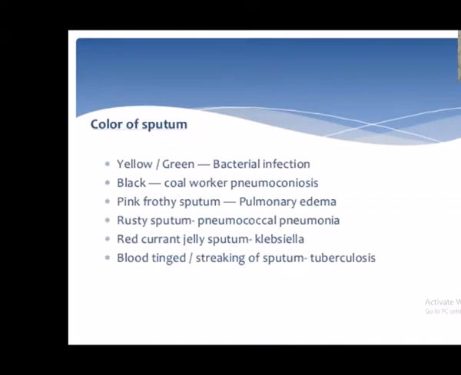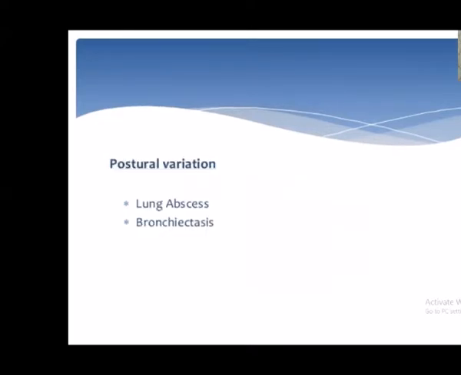Color of the sputum: yellowish green, bacterial infection; black, coal workers' pneumoconiosis, and sometimes a fungal infection like aspergillosis can produce black color. Pink and frothy, pulmonary edema; rusty sputum with a little bit of darkish blood, pneumococcal pneumonia; red currant jelly-like sputum, Klebsiella; and blood-tinged sputum or frank hemoptysis can be in tuberculosis.